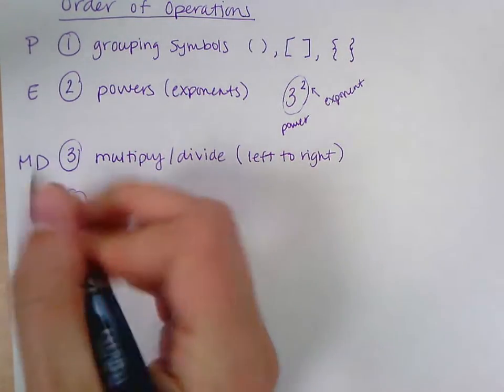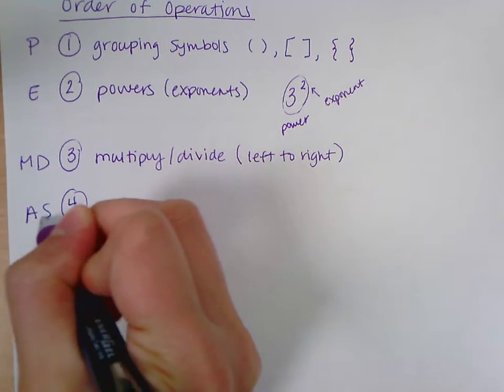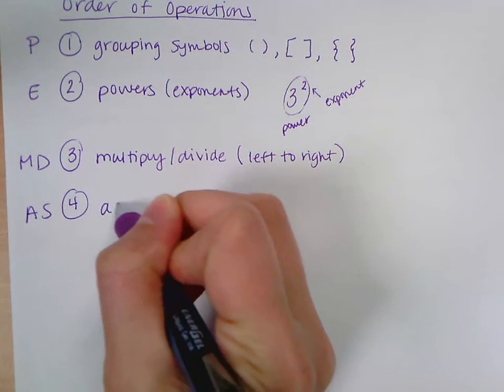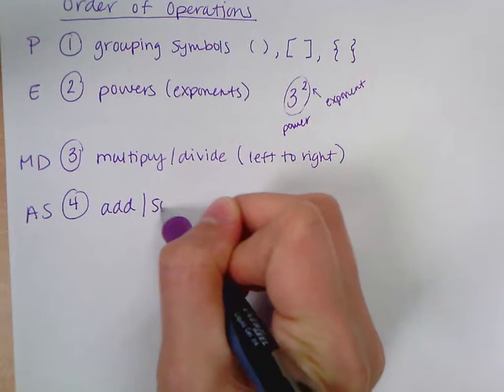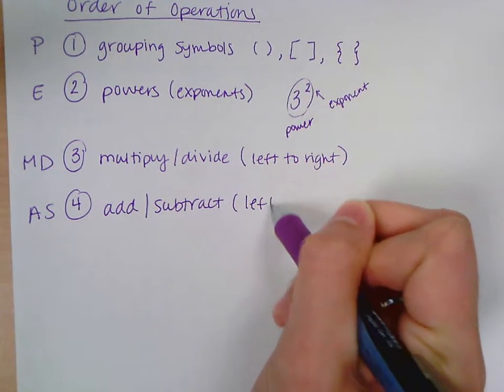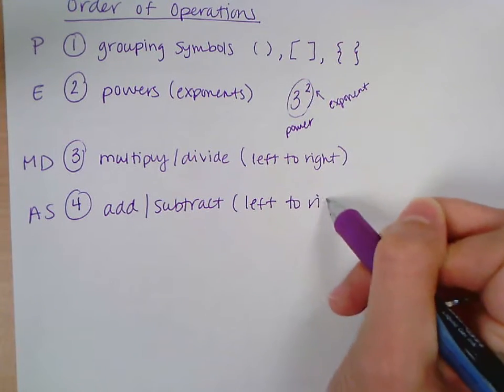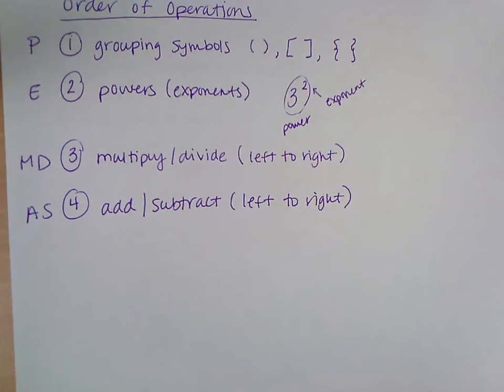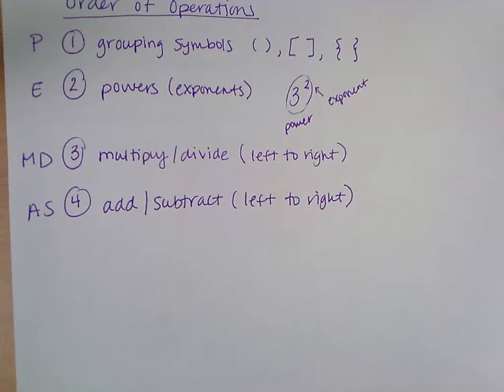Same for the last 2, A and S stand for what? Add and subtract, and that's the same rule. It's from left to right. So if you see both addition and subtraction, but subtraction is first, you do subtract first.